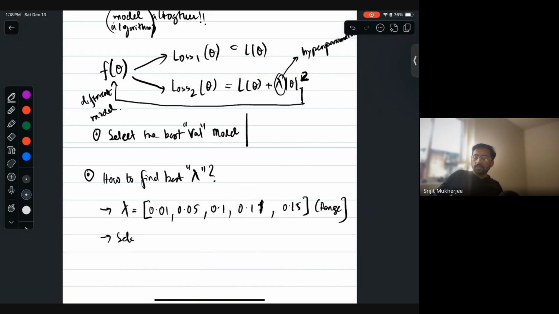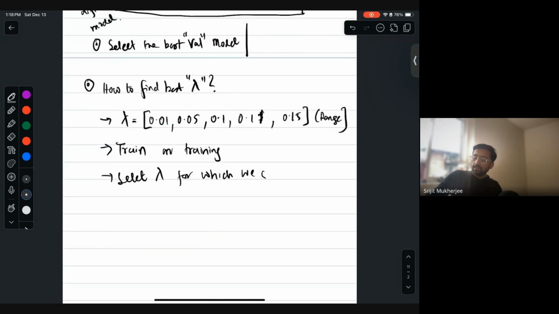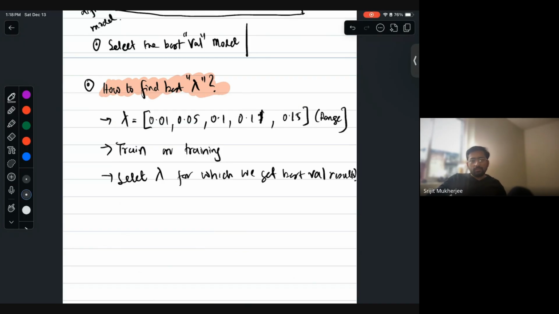Select a range, and you do a different training for each. So train on the training set, and select the lambda for which we get the best val result. You see the point, guys? How to get the best lambda? Select the one which gets the best val result, right?